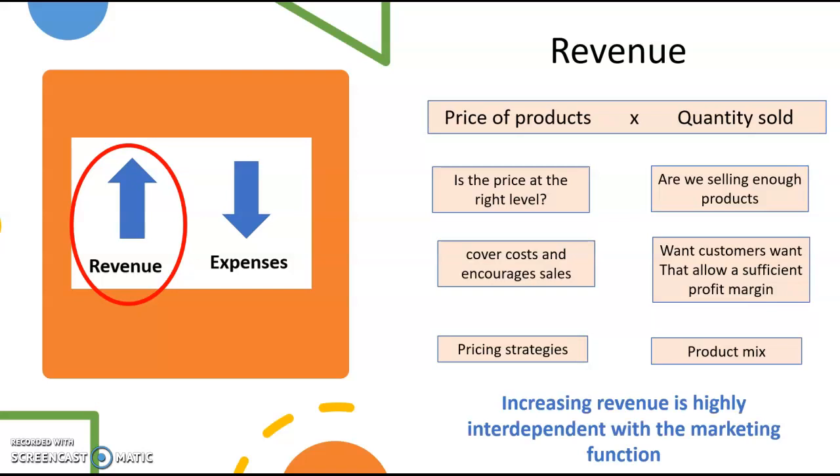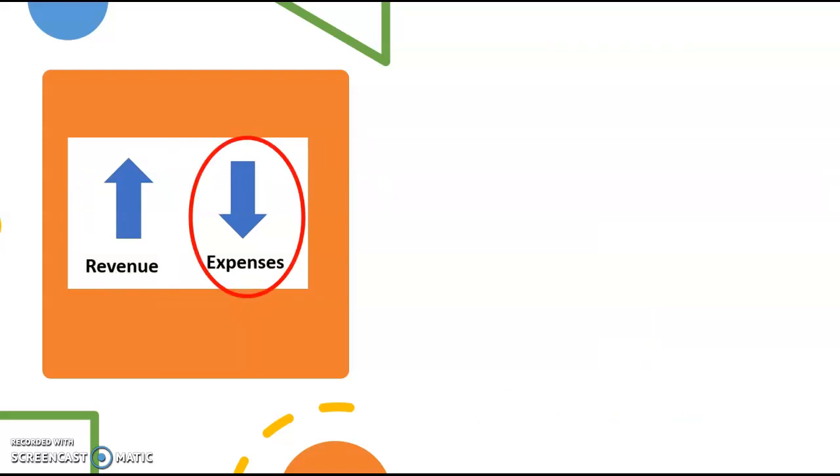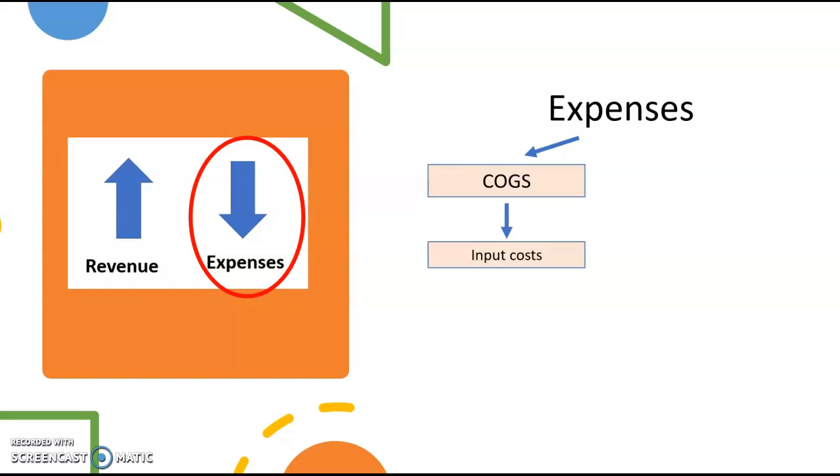The point here is that we really need to be aware of this high level of interdependence between improving our profitability through increases in revenue with our marketing strategies. We can also look at the expenses and how we can reduce them. We know that we're going to have COGS, so we might find that we need to reduce our input costs. So perhaps find cheaper suppliers, buy in bulk, or negotiate special deals, etc.